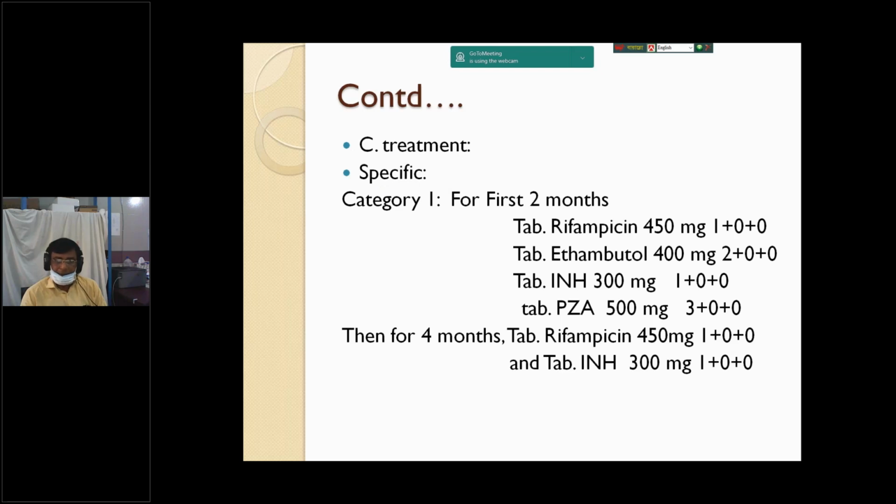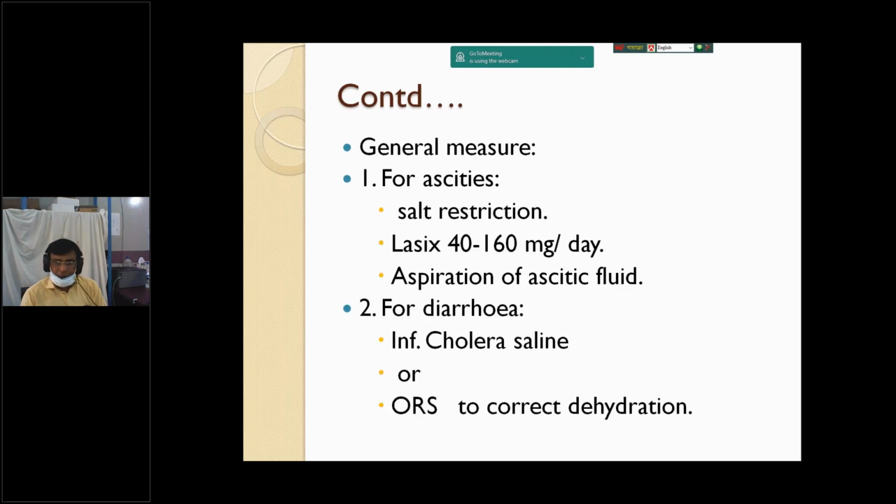Now treatment, and for TB it is treated by anti-TB drugs category 1, first 2 months 4 drugs, and next 4 months 2 drugs, rifampicin and INH. And general measures for ascites, salt restriction, furosemide, aspiration of the ascitic fluid. For diarrhea, colloidal saline ORS.